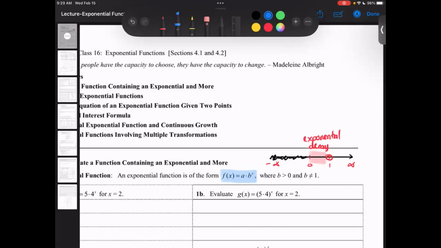And then if b is greater than 1, between 1 and infinity, like 2 to the x, 3 to the x, 5 to the x, 100 to the x, then you have a case called exponential growth. An example is bacteria growth. That's how they grow exponentially.